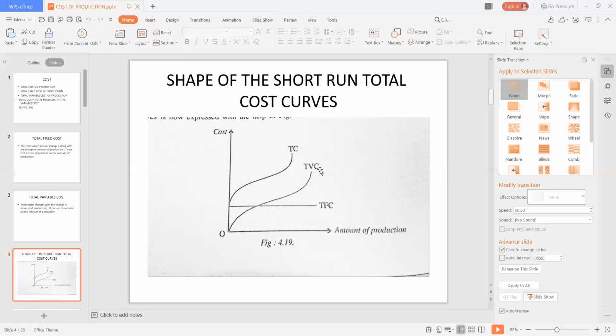Here the cost conditions are just opposite to the production. Here the cost first increases at a decreasing rate, so this portion is concave to the x-axis. Then at this point it increases at a constant rate, then it increases at an increasing rate. Here the shape of the total variable cost curve is due to the law of variable proportions.